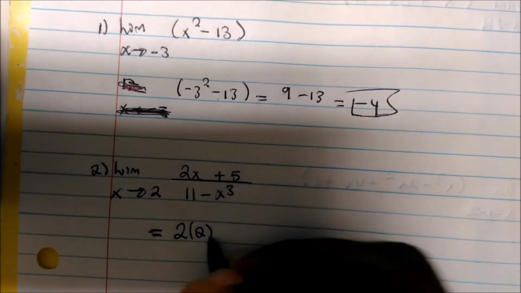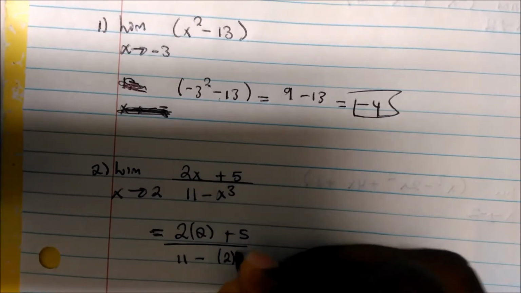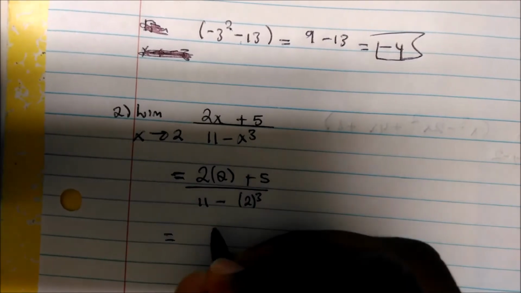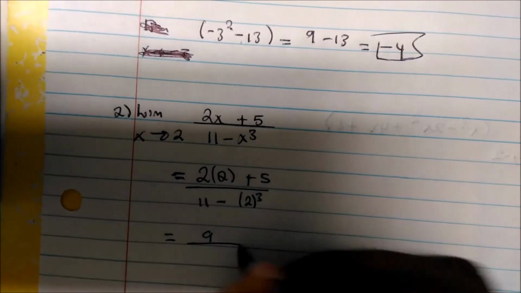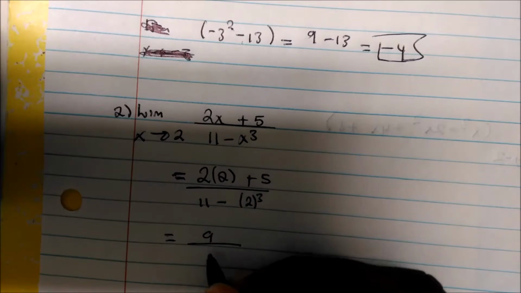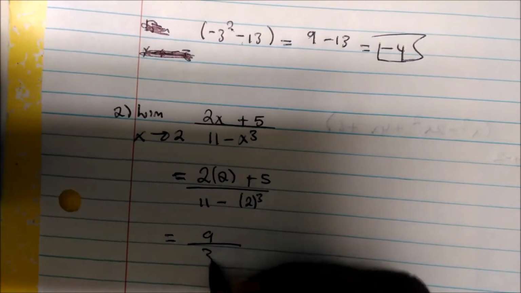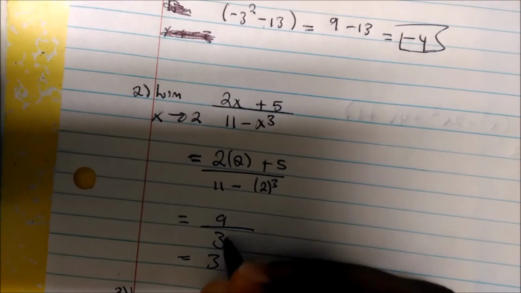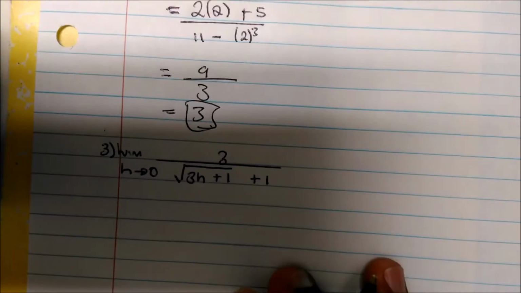And we could just continue with the equal sign until we find our limit. So 2 times 2 plus 5 over 11 minus 2 cubed. And this simply equals, well, 2 times 2 is 4, plus 5, so that's 9, over 11 minus, well, 2 cubed is 8, so 11 minus 8 is 3. And so we can see that our limit is going to be 3, because 3 divided into 9 is 3. Let's look at another one.